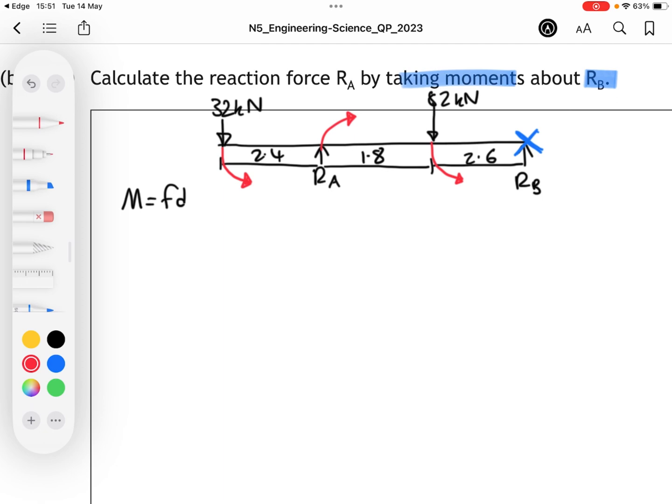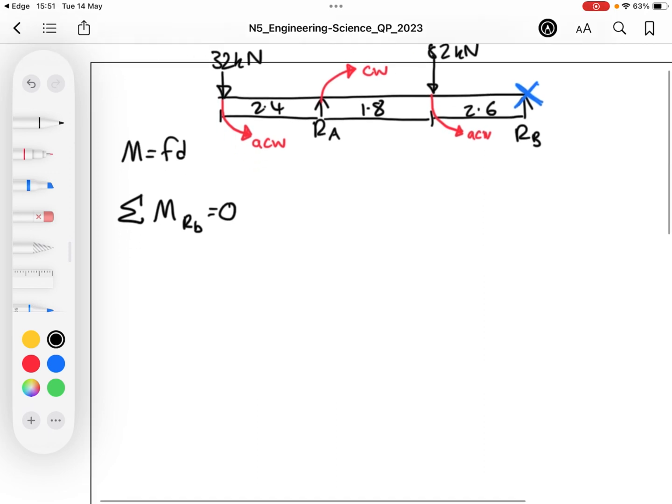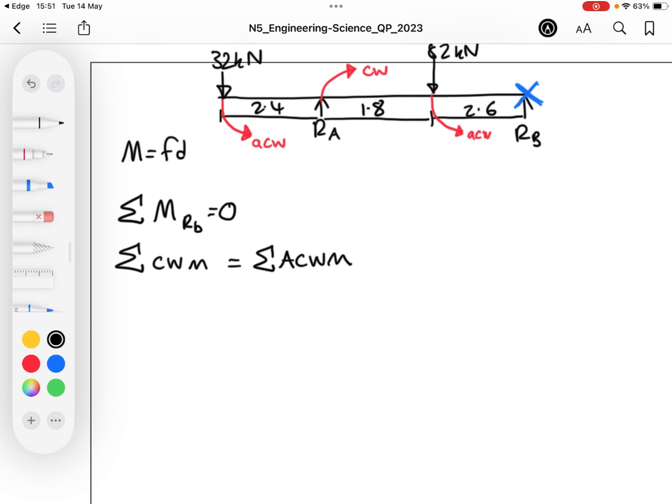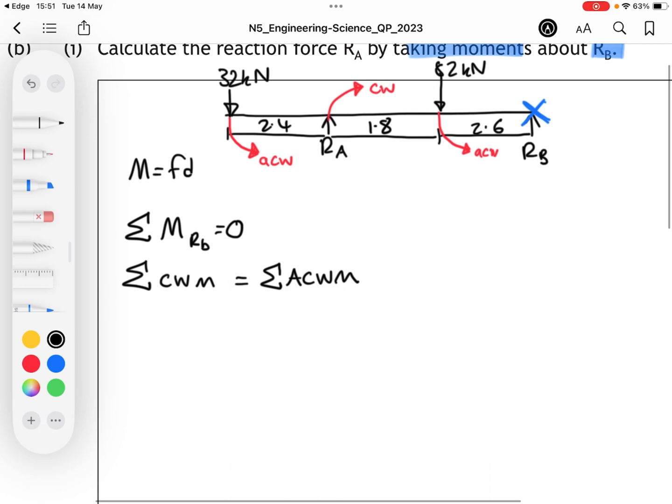So the 32 is an anti-clockwise motion, RA is a clockwise motion, and 82 is an anti-clockwise motion from those forces. And so now, when I say that my sum of moments around the point RB has to be equal to 0, or if you'd like to write it out differently, you can say the sum of clockwise moments is equal to the sum of anti-clockwise moments, I can exclude the force RB, and I can quickly check on my diagram and say which are my clockwise moments, which are my anti-clockwise ones.